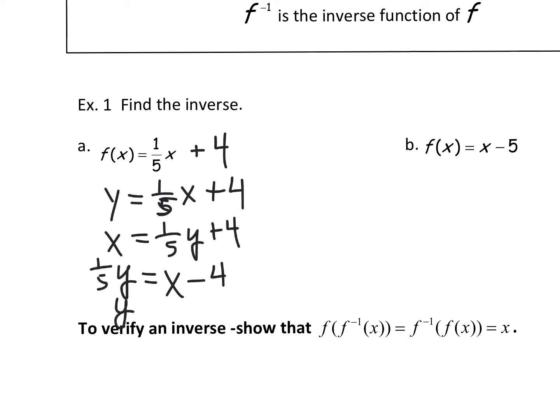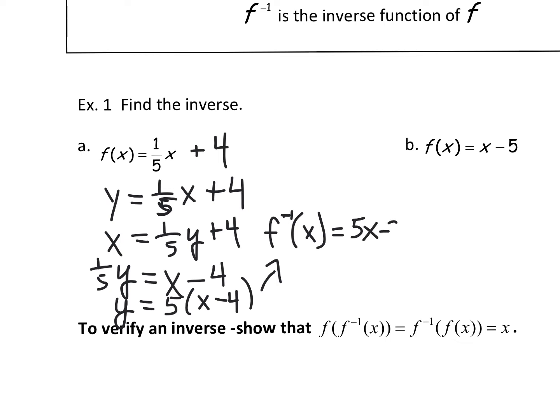I'm going to multiply both sides by 5, and that would give us 5 parenthesis x minus 4. And now I'm going to use new notation here: f inverse of x, or inverse notation. Distribute the 5, and we get 5x minus 20. That'd be our final answer.